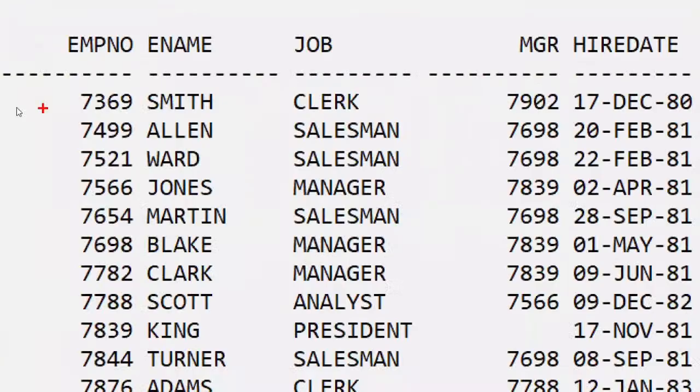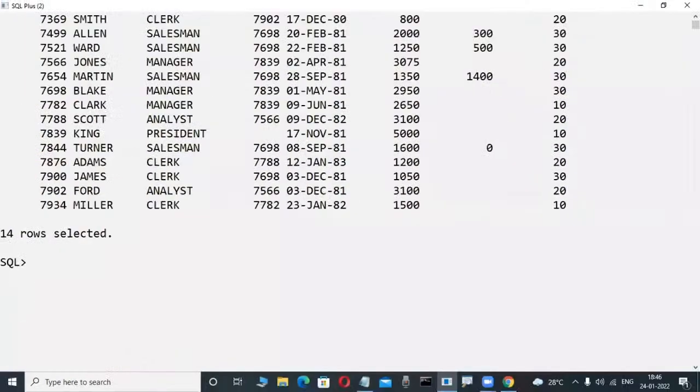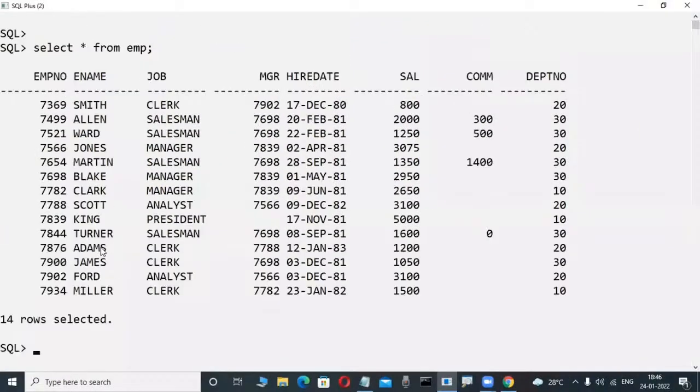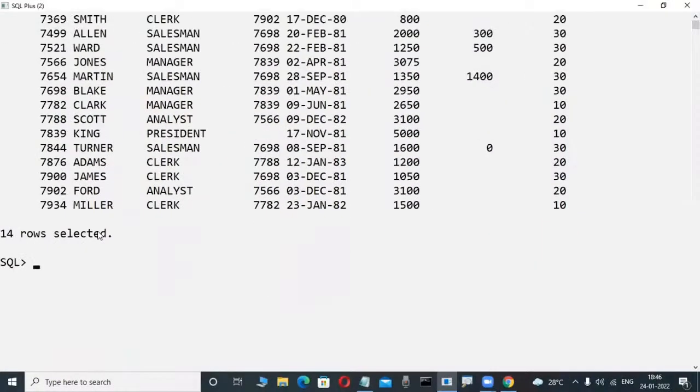How many rows are there? Check it out. 1, 2. These are called rows only. How many rows are there? Here, 14 rows are there. They are giving some rows. This is a big table. EMP is a table. Okay, fine. Again, observe here. Another small thing, observe here.